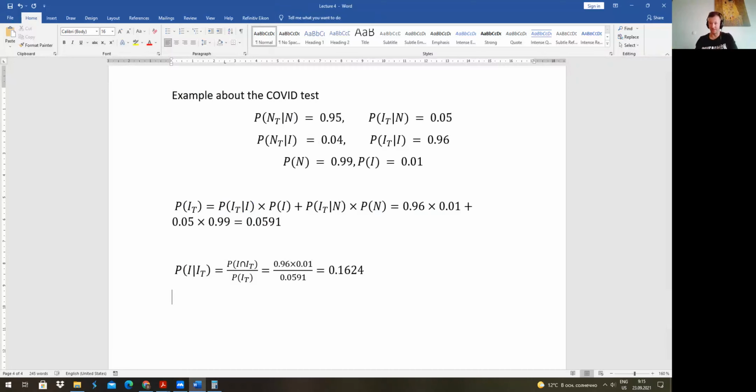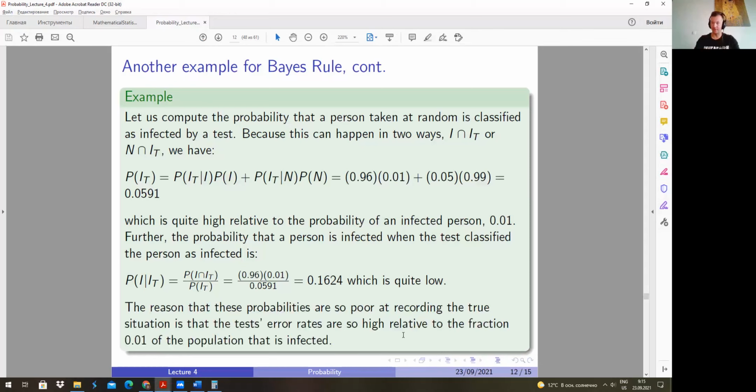So basically, if the test tells that the person is infected, there is only a 16% chance that the person is really infected. 84% of the cases are false positive results, right? Why? Because once again, the reliability of the test is not that high. The reliability of the test is just 96% when the person is infected. This is something that you need to keep in mind when working with all these things.